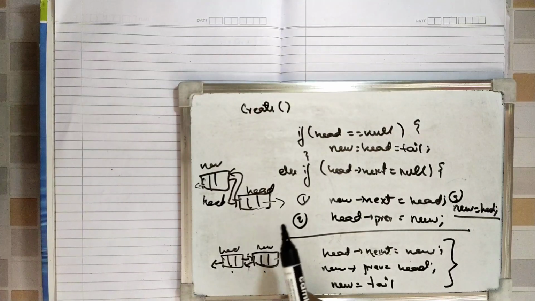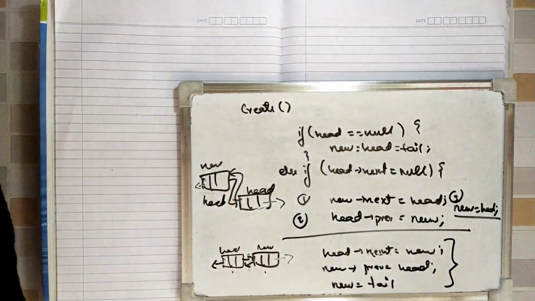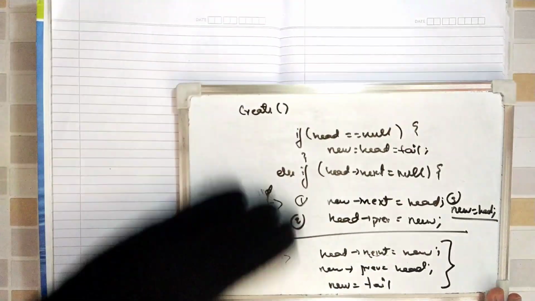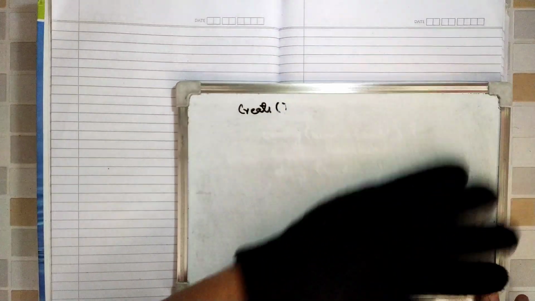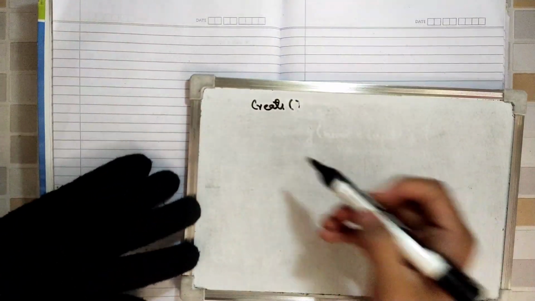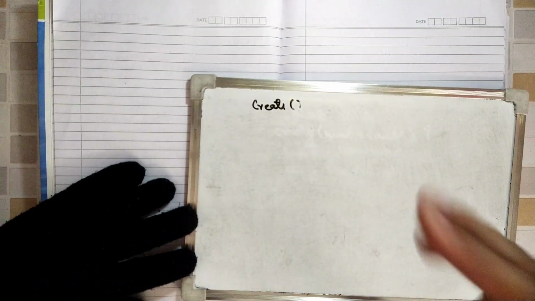Can you see the difference? Same thing, only this is changing. Okay, understood. So we saw insertion at the end and end for the else if part. Now the else part, here only one node is present, what will happen?